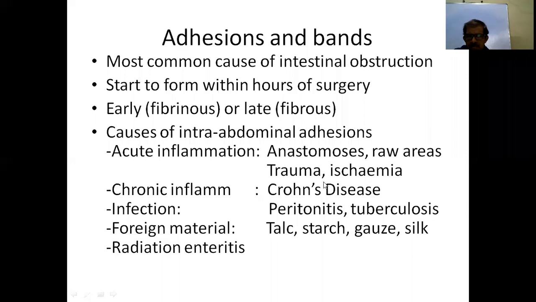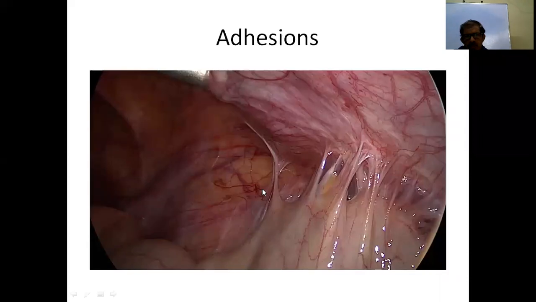Then chronic inflammation, best example is Crohn's disease. Infections like peritonitis are definitely going to produce adhesions. You have closed a perforated duodenal ulcer, then it is going to adhere. Then tuberculosis, even without laparotomy, is going to produce adhesions. Then once you do laparotomy, you are bound to instill talc, starch, gauze pieces, silk pieces. So they are the causes for adhesions. Radiation enteritis is another cause. So these are the adhesions, what I mean. Here it is attached to the bowel itself, not to omentum. So these are the adhesions.